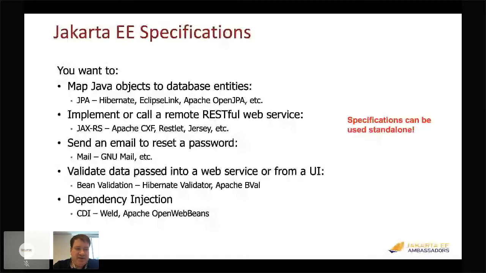Jakarta EE has specifications for sending mail, for validating data passed to a web service, as we saw before, bean validation, and doing dependency injection. Two primary implementations of that are Weld and Apache OpenWebBeans. And all of these specifications can be used standalone. So for example, you can use JAX-RS standalone to implement web services. You can use the Jakarta Mail API to implement a desktop mail application if you so choose. So all the specifications can be used outside of the container. There's no requirement that your application be packaged up into a WAR and deployed that way.